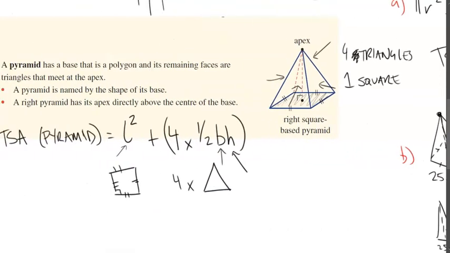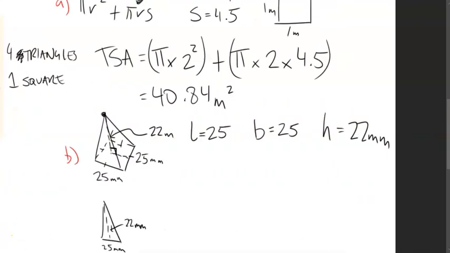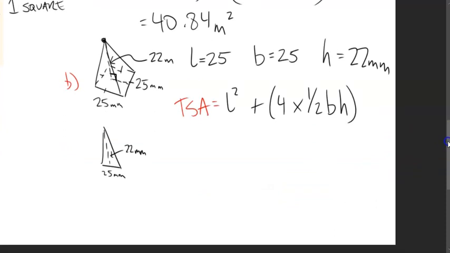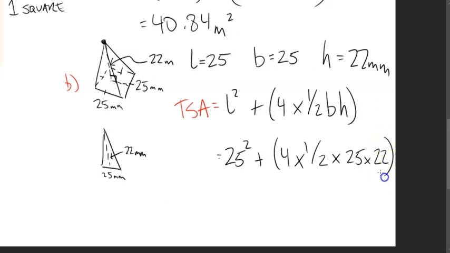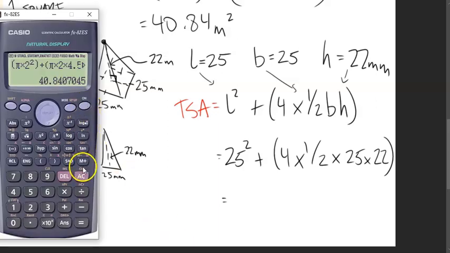Now again, our formula for the TSA for this one is going to be equal to length squared plus 4 lots of half base times height. And it's just a matter of simply substituting in what we do know. Base is 25 and our height is 22. So all I've done was just taken everything that I know and plugged it into the set formula. And that's all you need to do in order to get the answer for this one.